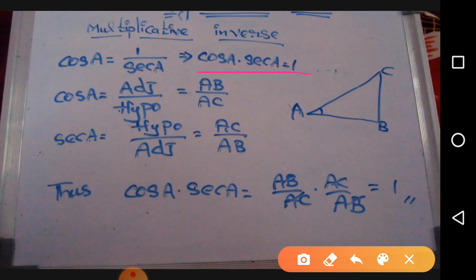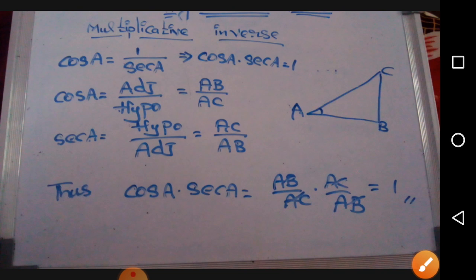Cos A is adjacent by hypotenuse, thus AB by AC. And secant A will be hypotenuse by adjacent, thus it is AC by AB. Why not BC? Because BC is the opposite one. Thus cos A into secant A equals 1, that is AB by AC and AC by AB. So AB gets cancelled, AC gets cancelled, and we are left with 1.